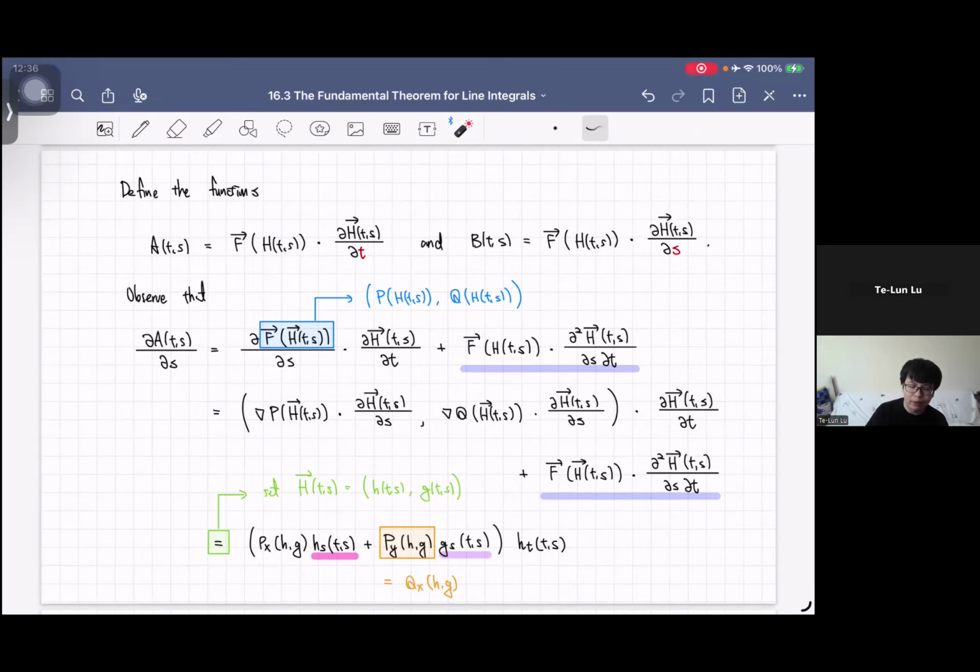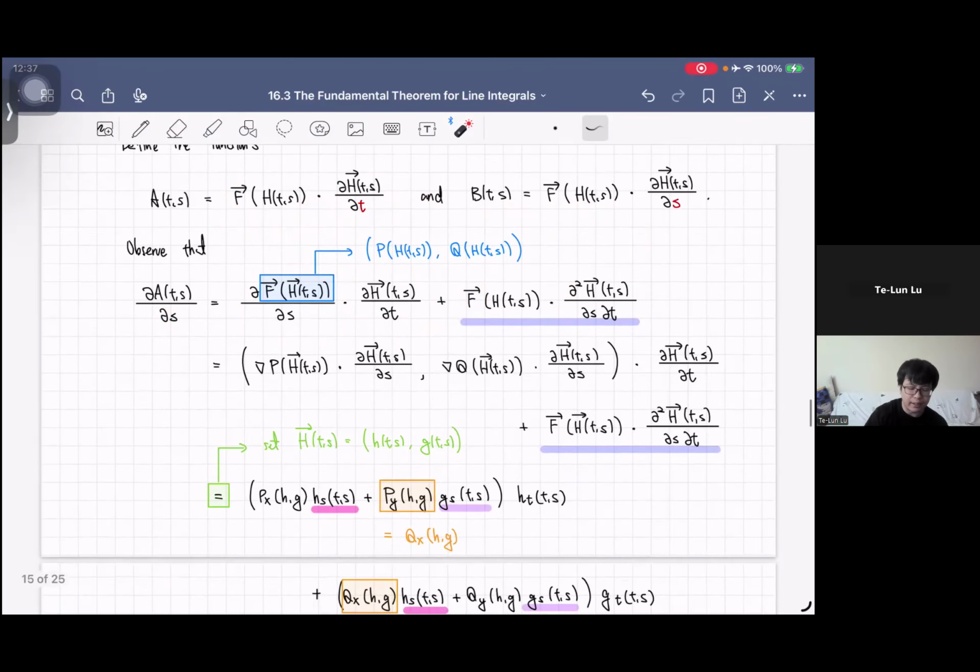Okay, so by product rule, we know that even if this is a dot product, you can still do that entry-wise. And basically, it becomes taking partial differentiation with respect to this guy here, and then taking partial differentiation with respect to this guy. So you have partial f, partial s, taking dot product with partial h, partial t, together with f dot partial squared, partial s, partial t, h. Okay. Now, what is this guy?